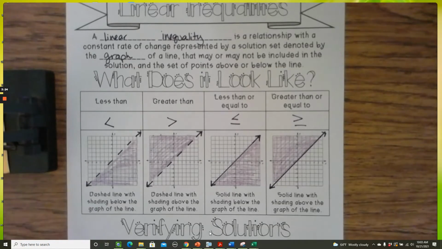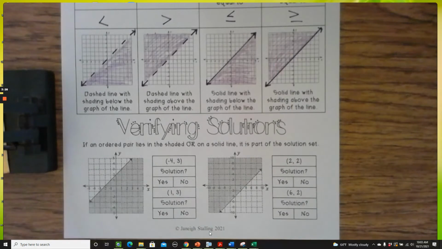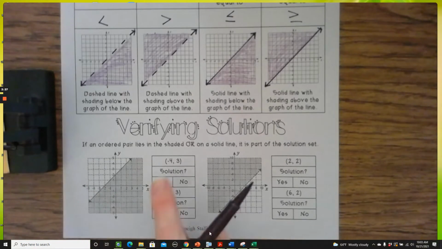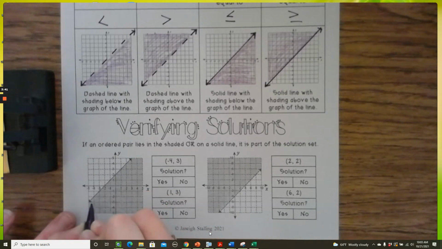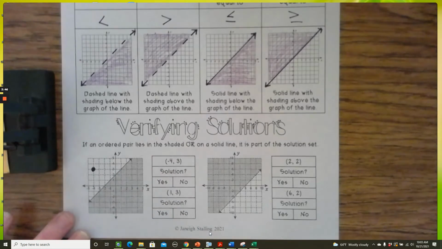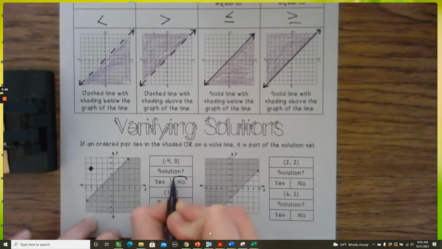So now, solutions, verifying solutions. So if an ordered pair lies in the shaded area or on a solid line, it is part of the solution set. So if they give you a graph like this, we've got a solid line and it's shaded down here, and they would say, is -4, 3 a solution? I would go to -4, 3, whoop, up here. And that would not be a solution because it's not in the shaded area and it's not on the line.